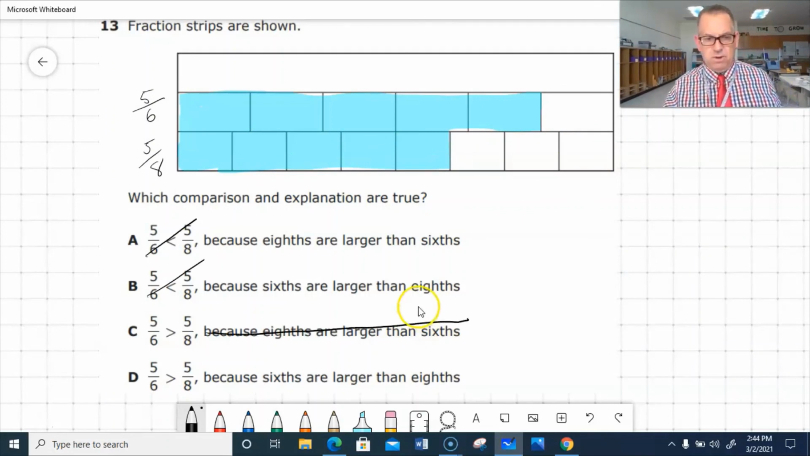And we'll look at the last one. It says because 6s are larger than 8s. And that does sound like a true statement. Another way we can do when we're comparing fractions is whenever they have the same numerator, the one with the smallest denominator is going to be larger. And in this case, the 6th is the smaller denominator because we broke it into less pieces. So the correct answer would be answer choice D. 5/6 is greater than 5/8 because 6s are larger than 8s.